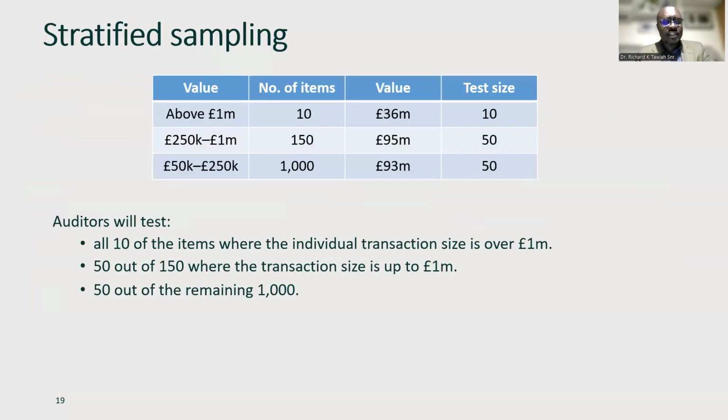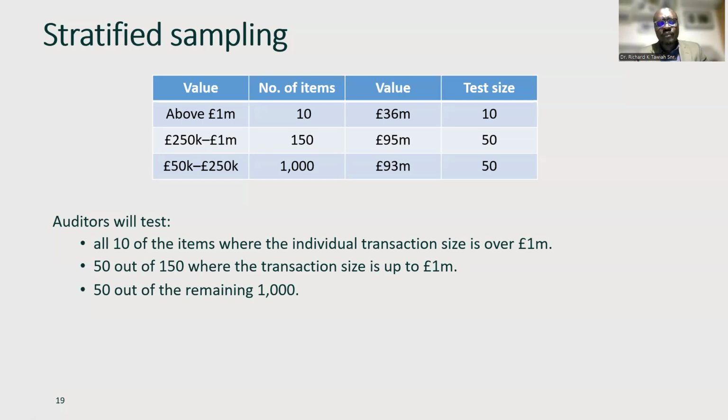So take an example like this. Let's say value above 1 million, number of items there were 10. The value is 36 million. So I said, well, this is quite significant. Test size 10. Between 250,000 and 1 million, the items there are 150, but the value is 95 million. So I'm going to choose a test size of 50. Between 50,000 and 250,000, the number of items there are 1,000. The value overall is 93. I'm going to choose 50.